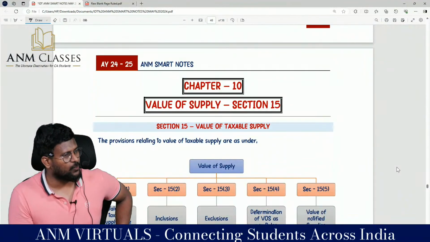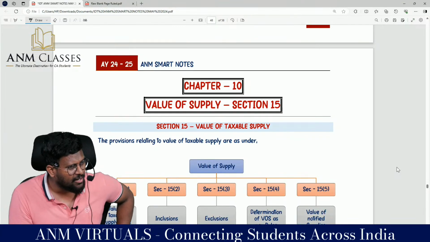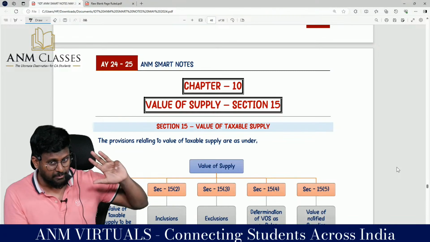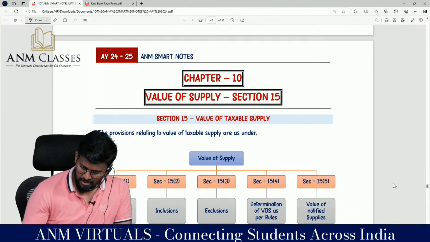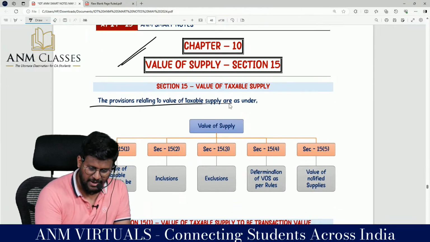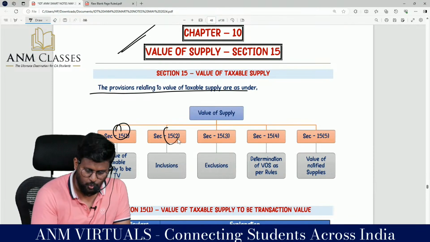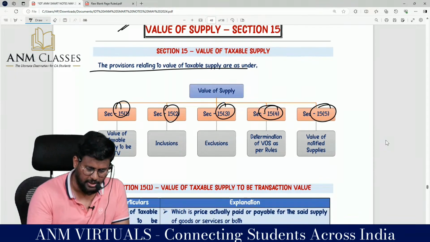With this we can say that we are done with the second chapter, place of supply. We revised place of supply and time of supply, and now we are moving into the value of supply. Section 15 is the value of supply, right? Yes sir. Section 15 is classified into 5 categories: 15-1, 15-2, 15-3, 15-4, 15-5.